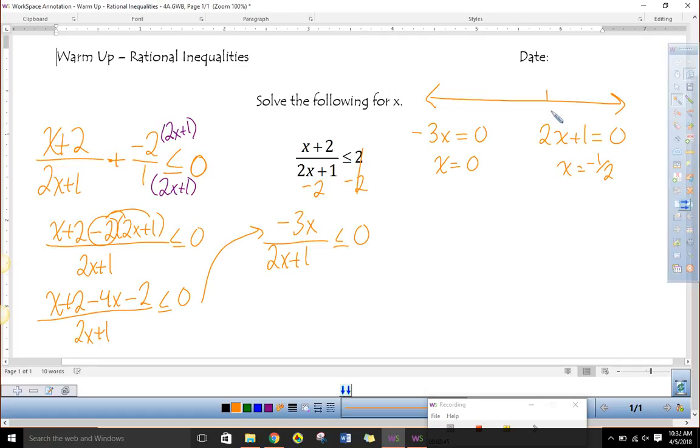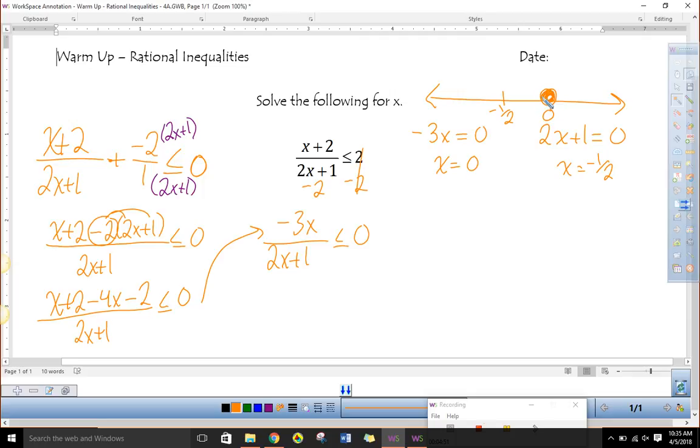The other question is it going to be open circles or closed circles? Let's take them one by one. If I put in 0 for x, what do I end up getting here? 0. And 0 divided by anything is 0. Is 0 less than or equal to 0? Yeah, so that works out, right? That's true. Does that make sense? So this value is in my domain.